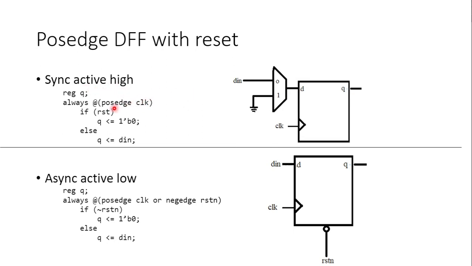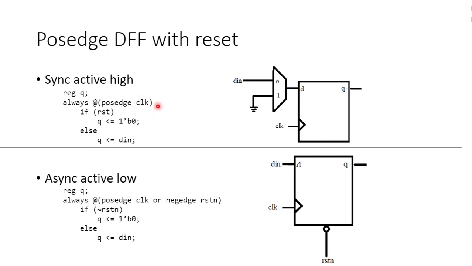Now how is this working? Whenever positive edge of clock comes, we check the value of RST. If it is 1, then reset will happen, which means output Q will get a value 0. Else the output Q will get a value of D in, synchronous to the positive edge of clock.